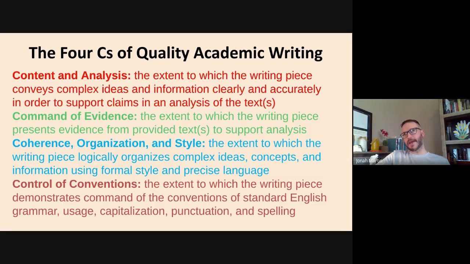Does it then provide evidence, reasoning, evidence, reasoning, evidence, reasoning? Does it conclude with an all-encompassing concluding sentence? So basically, if you outlined using the paragraph template and you followed your outline, then your paragraph should be pretty well organized. So that's part of the category. And then the other part of the category is style.